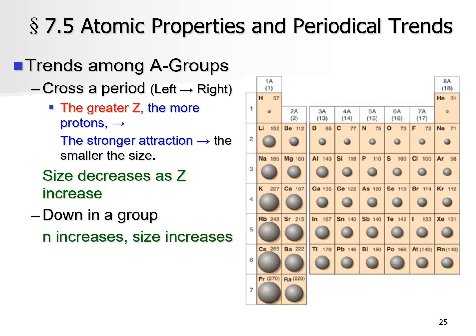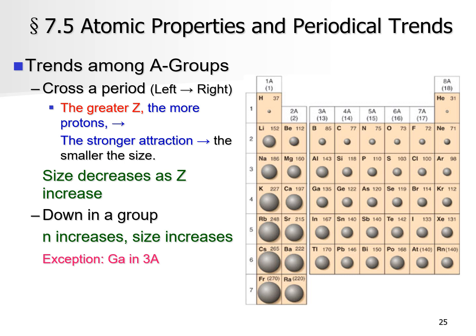Down a group, as n increases, the size increases. Why? Because we just put a bunch of electrons in as core electrons so that they will repel the valence electron, making it further away from the nucleus. Further away from the nucleus indicates the size of the atom gets larger.